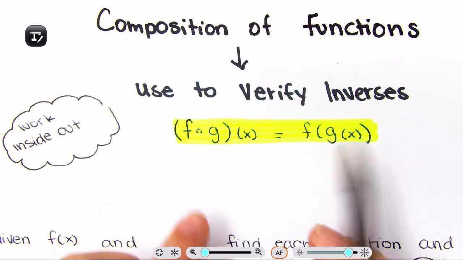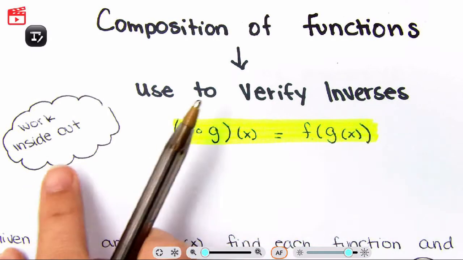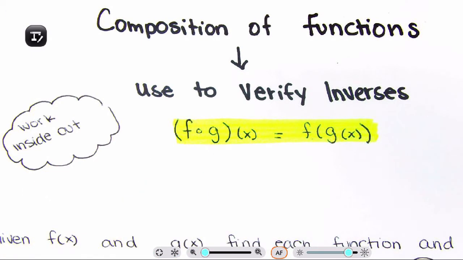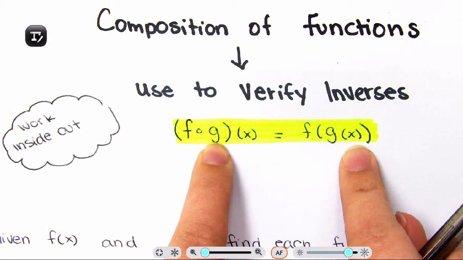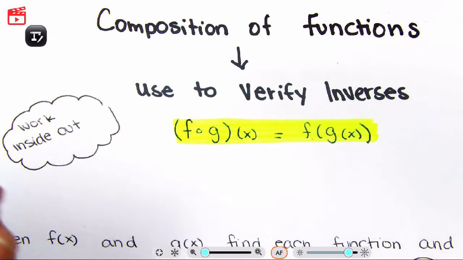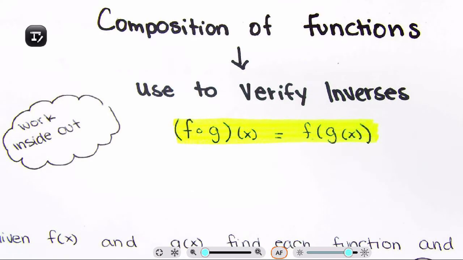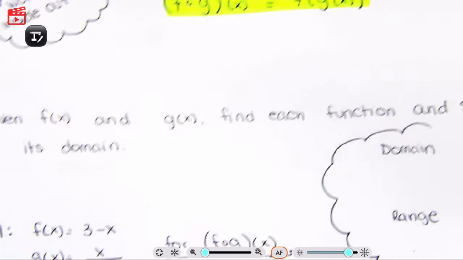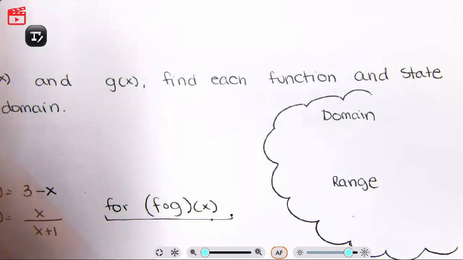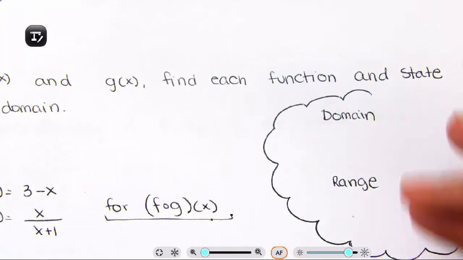And the key when dealing with composition of functions is that you're going to work inside out. So whatever's closest to x, that function gets done first, and then we work towards the outside. So let's go ahead and just jump right into examples. But before we do, let's go ahead and define domain and range.